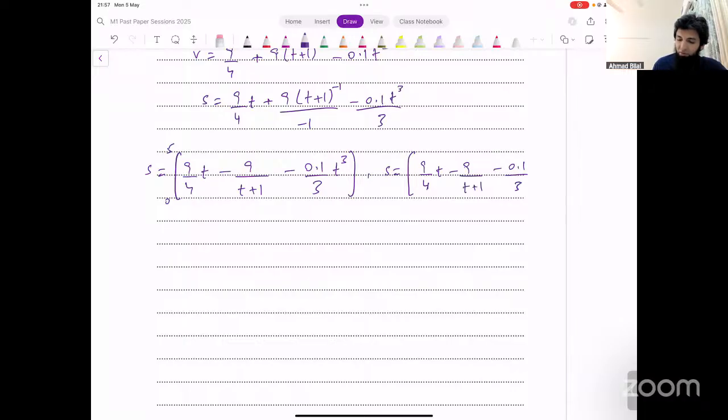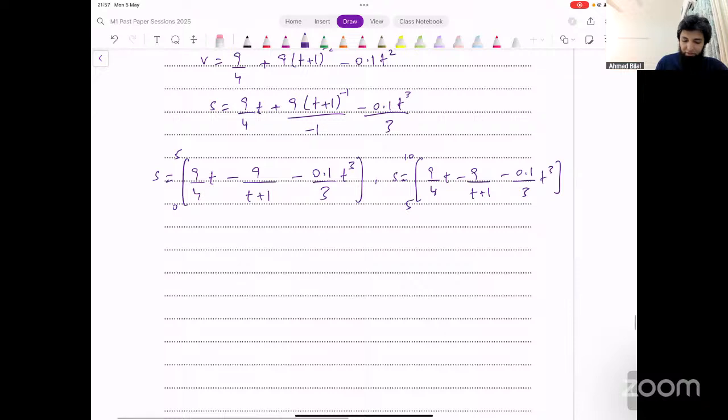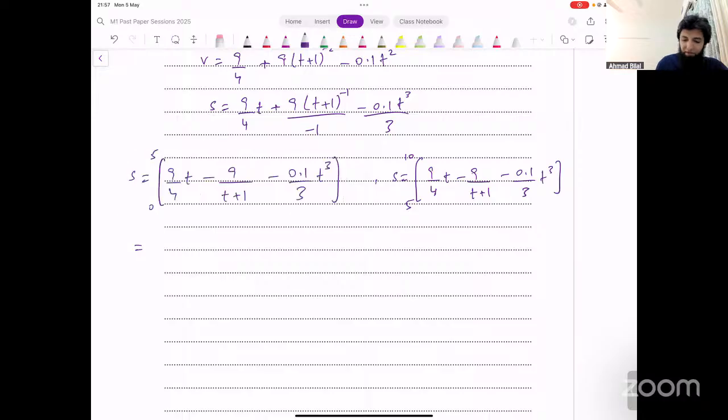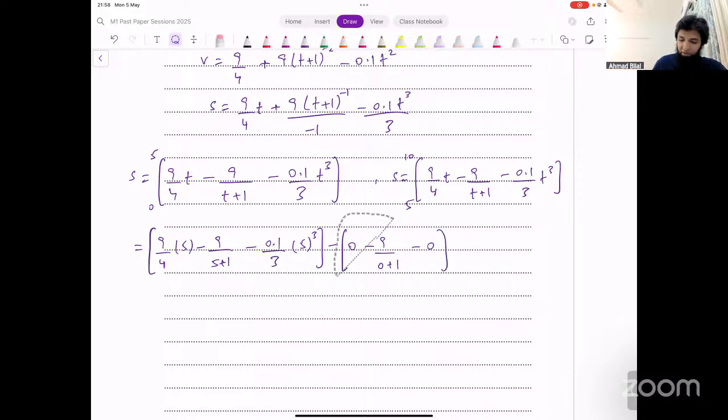Minus 0.1 over 3 t cube. Input limits from 5 to 10 in this. Okay, let's do that for the first one. First of all, let's see what that gives us. When we input t equal to 5, that gives us 9 over 4 into 5 minus 9 over 5 plus 1 minus 0.1 over 3 into 5 cube. Subtract from this the case when you input t equal to 0. When you input t equal to 0, this term becomes 0. The second one does not become 0. That is 9 over 0 plus 1. The third term also becomes 0. This is what we get when we input these limits.